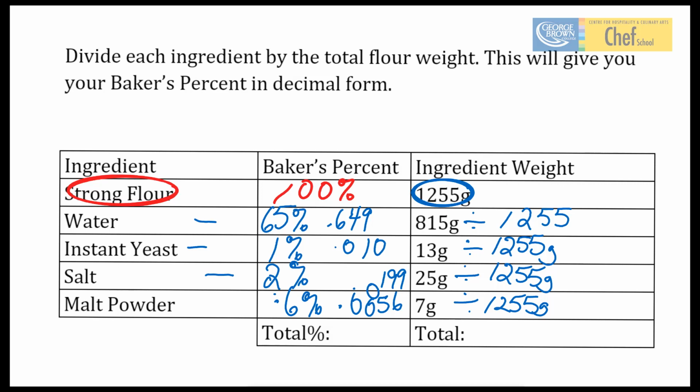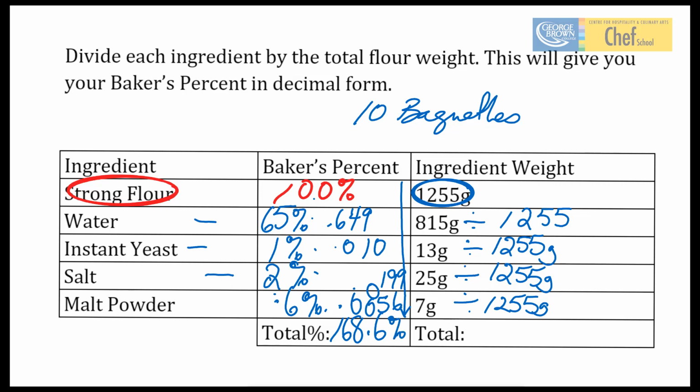Important to remember, we want to add up all of these percents, because when you add up all of those percentages, it makes it a lot easier when we want to change our batch size. That's something that you're going to want to do. Your formula may make, say, 10 baguettes, and what happens if you've got an order for 15 or 25 loaves? So add up all of your Baker's percent, 100 plus 65 plus 1 plus 2 plus 0.6, and that's going to give us a total of 168.6%.